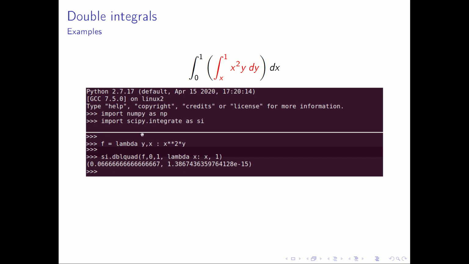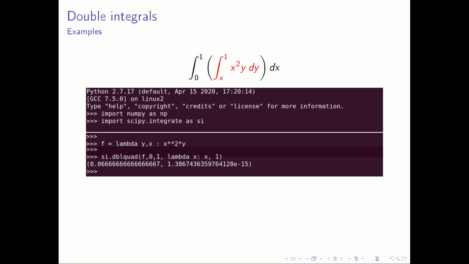Just to remind you, dblquad, name of the integrand, then 2 numbers which give you the limits for the outer integral, and then 2 functions which give you limits for the inner integral. Here, because the upper limit was a constant, I just put in a number, and this will work for newer versions of scipy.integrate.